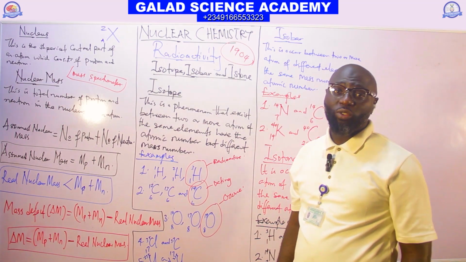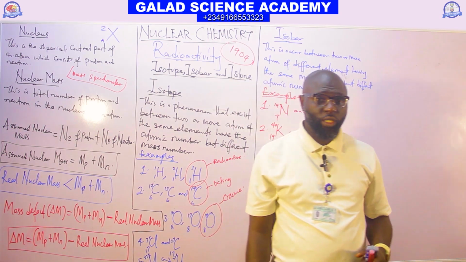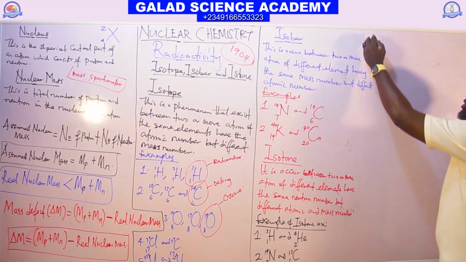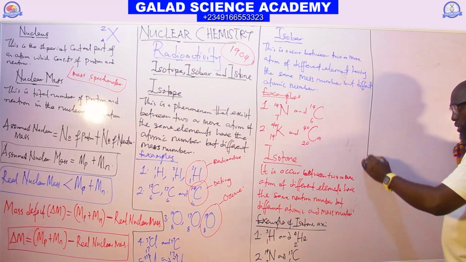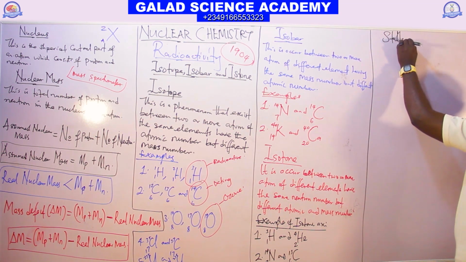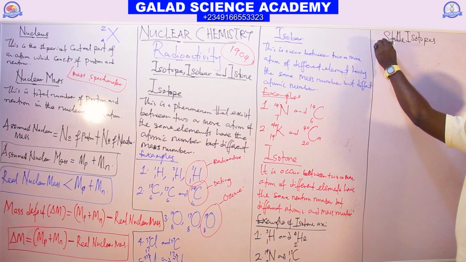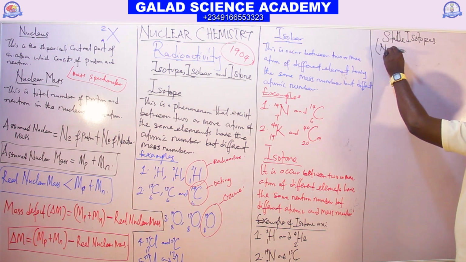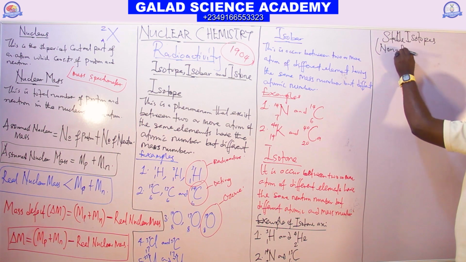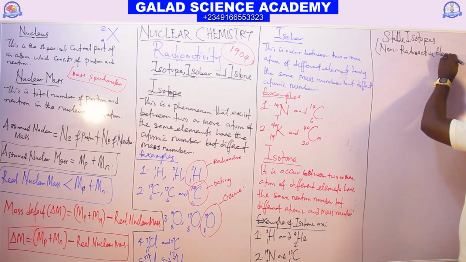The next thing that we are going to treat now is unstable isotope and stable isotope. Let us look at what we call stable isotope. These stable isotopes are also called non-radioactive elements.